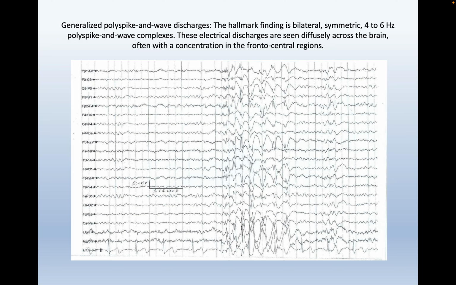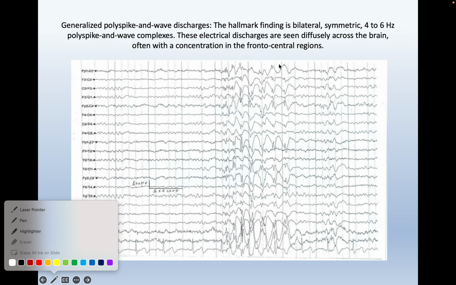I hope I'm clear on this one. You can find it easily in the exam: a 4 to 6 hertz polyspike. It's not only one spike, you have many spikes, followed also by wave discharge, spike, wave discharge, spike, wave discharge. And from here to here, if you can see, this is 1 second.